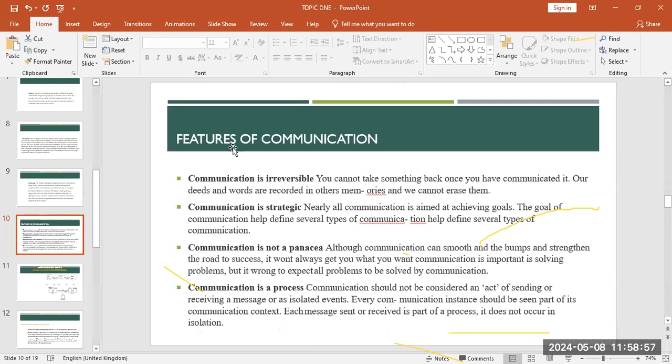Communication is irreversible. Communication is strategic. Talk about communication, another feature is communication is strategic. It is strategic in such a way that we communicate when we have issues to deal with. Example, if a certain student has not done my assignment, I will communicate strategically, tell him to do the assignment.